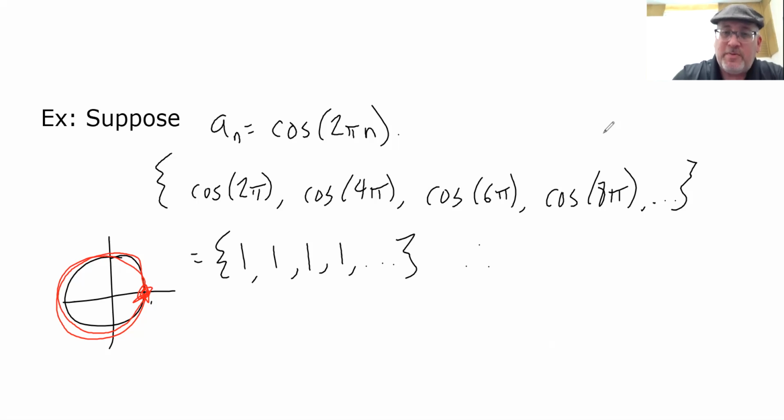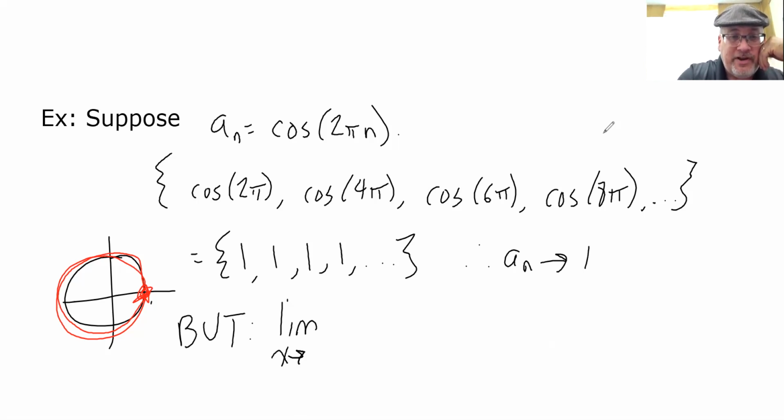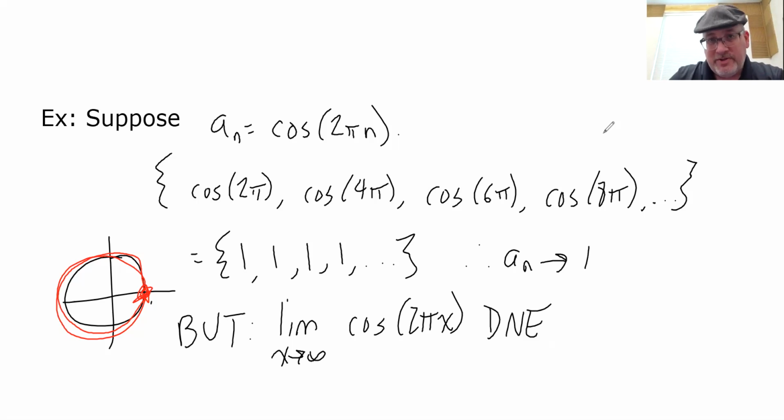So it should be pretty transparent that this sequence not only converges to 1, but it gets there instantly from the beginning and never leaves. So it's a constant sequence. It's always equal to 1. But the limit as x approaches infinity of cosine of 2 pi x does not exist. Even though the subsequence you form by stopping at each integer creates a convergent sequence that's actually constant, as a continuous function that can take in every possible value of x, this limit does not exist.